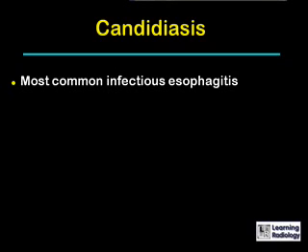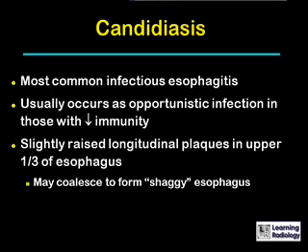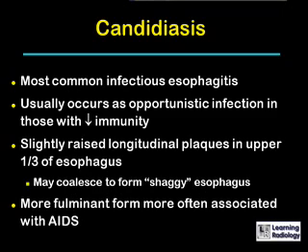Candidiasis is the most common infectious esophagitis. It usually occurs as an opportunistic infection in those with diminished immunity. It produces slightly raised longitudinal plaques, usually in the upper third of the esophagus, but it can involve the entire esophagus. These plaques may coalesce and form the shaggy appearance to the esophagus. The more fulminant form of candidiasis is more often associated with AIDS.